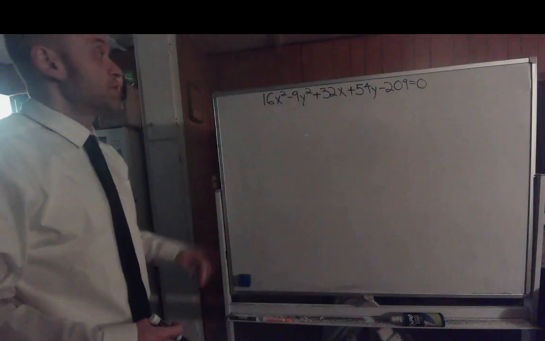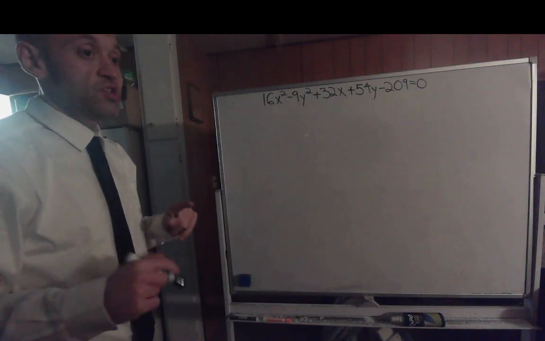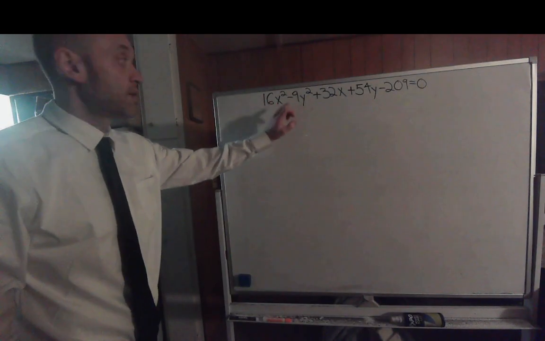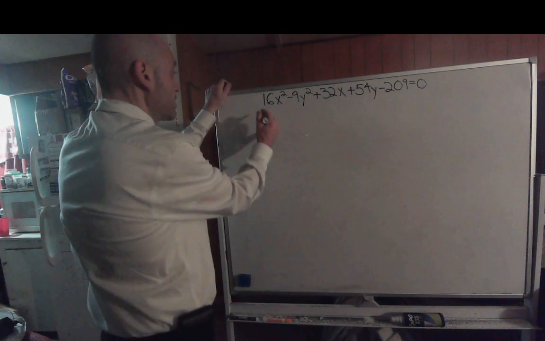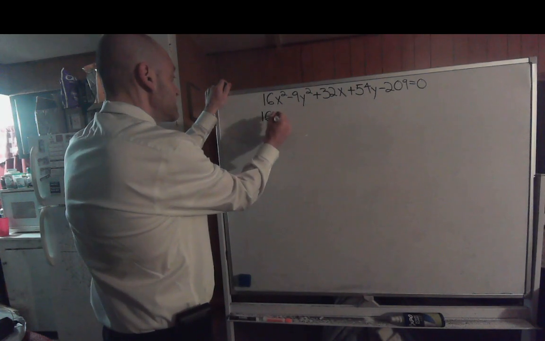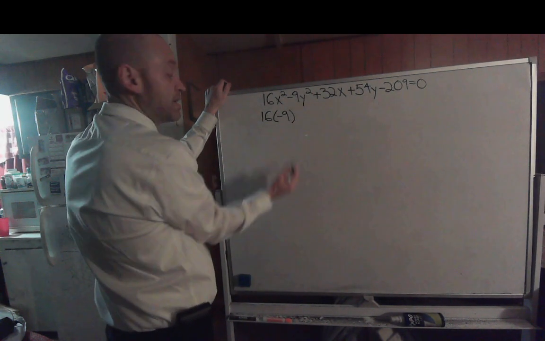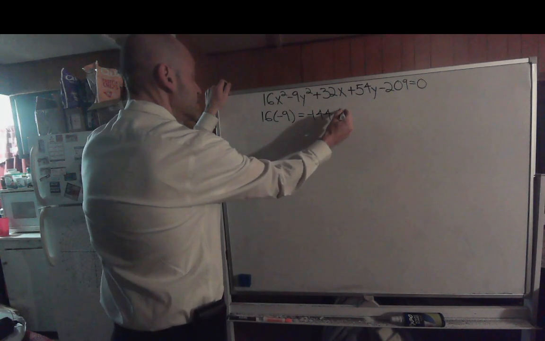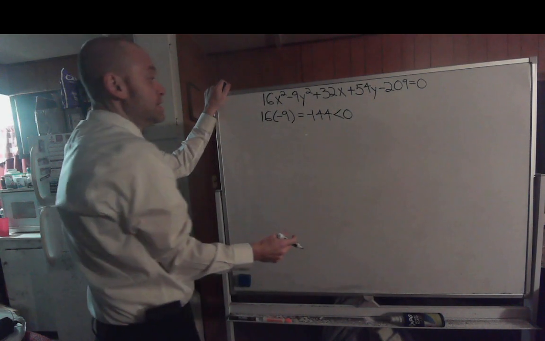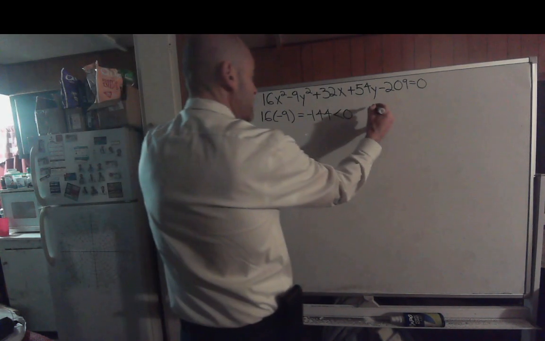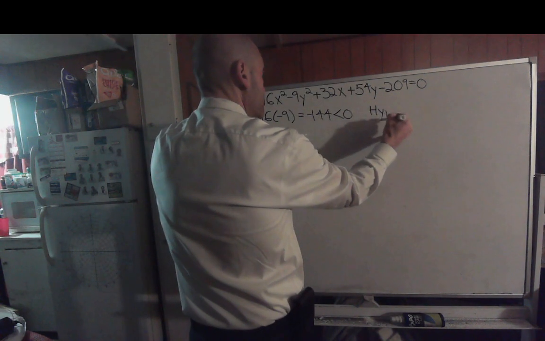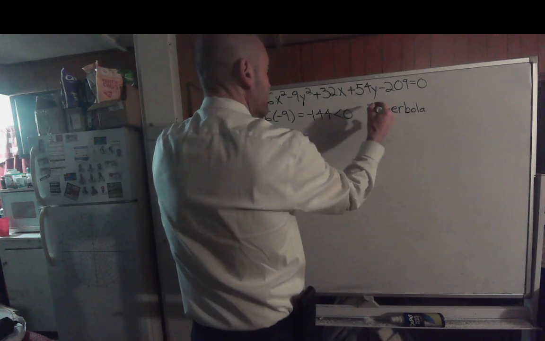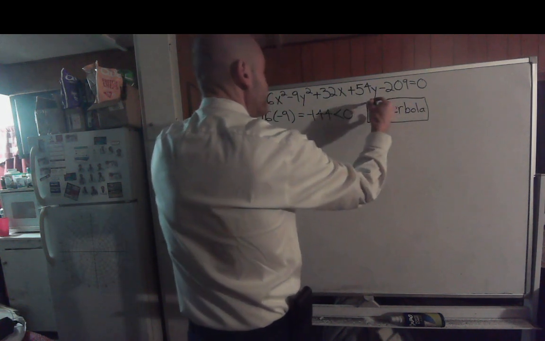Well, first, what type of conic section is this? Look at my coefficient on the x squared and the coefficient on the y squared. So if I take 16 times negative 9, that's going to give me negative 144, which is less than 0. Since that's less than 0, we have a hyperbola. So we are actually about to end up with a hyperbola for this conic section.